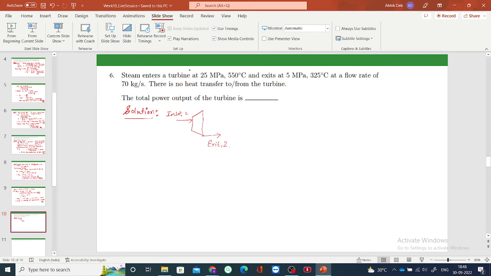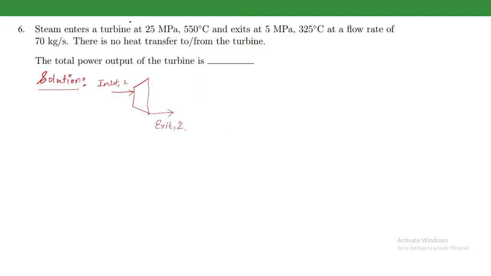Okay, let us then move on to the next problem. Now the steam enters a turbine at 25 megapascal, 550 degrees Celsius and exits at 5 megapascal, 325 degrees Celsius at a flow rate of 70 kg per second. There is no heat transfer to and from the turbine. What is the total power output of the turbine? We have to determine.